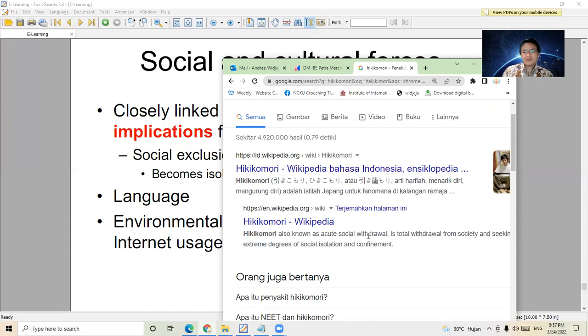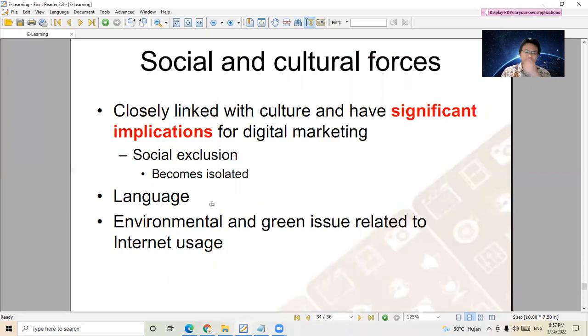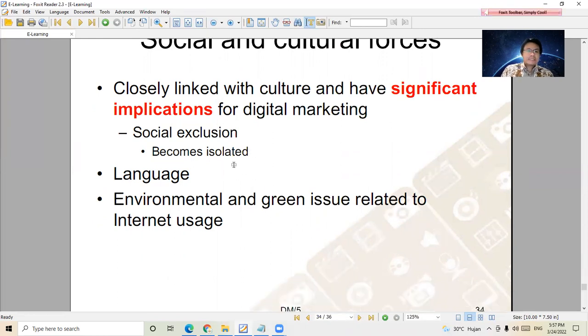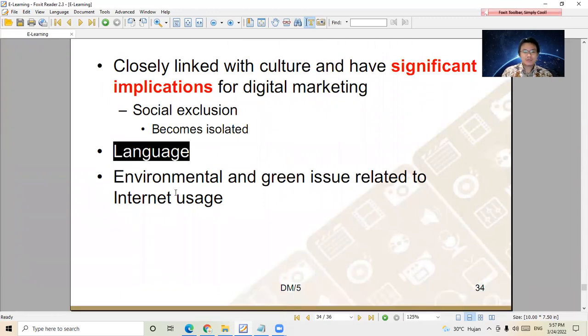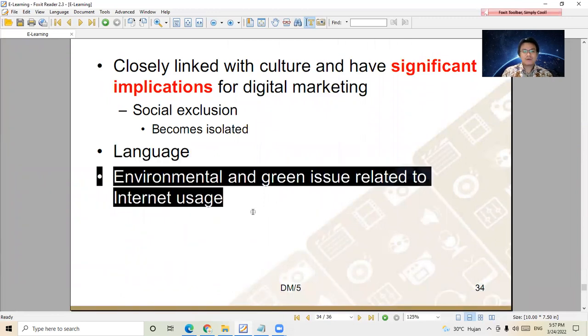But in Indonesia, I think it's not that big a problem, even though maybe there are some small societies that do this. But still, we have to be aware if something happens related to that kind of phenomenon. The second one is language, if there are any changes in language. And the third one is about the environmental issues.